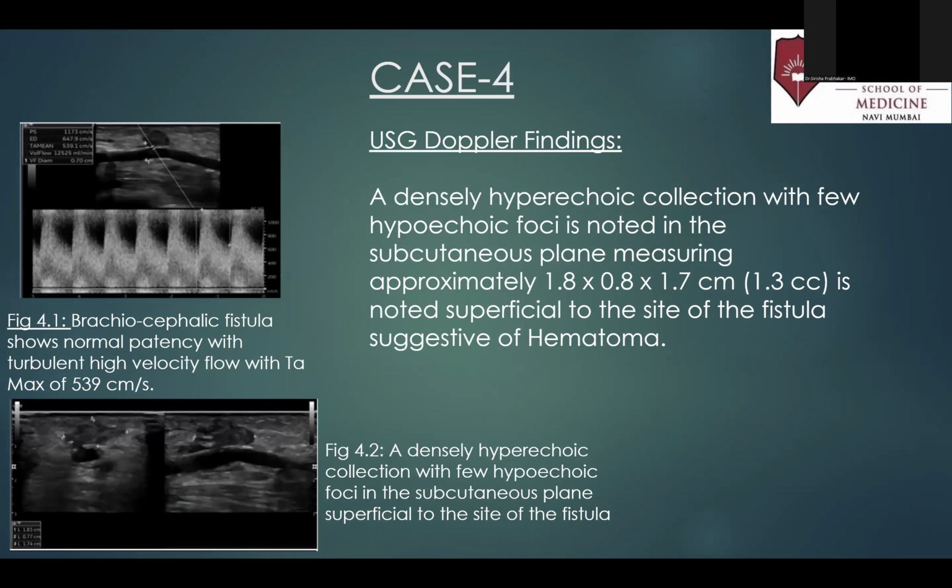So when we did a Doppler, or rather a USG, we found a densely hyperechoic collection with few hypoechoic foci in the subcutaneous plane measuring approximately 1.3 cc superficial to the site of the fistula, which was suggestive of a hematoma. However, the underlying brachiocephalic fistula showed normal patency with turbulent high flow velocity with a TA max of 539 centimeter per second.